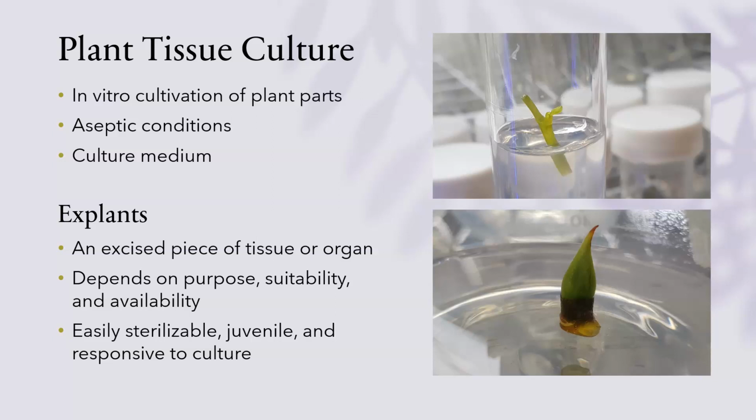While many different explants can be used for tissue culture, axillary buds and meristems are most commonly used, especially for micropropagation, because they are less prone to genetic changes than disorganized tissue. Other desirable properties of explants include easily sterilizable, juvenile, and responsive to culture.